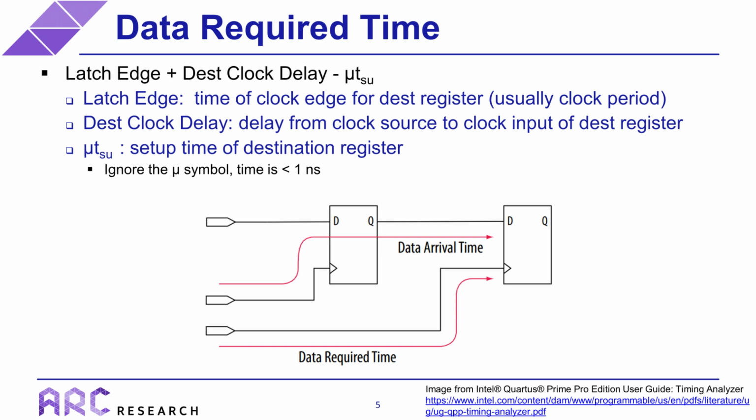Assuming the launch edge that we saw on the previous slide was 0 nanoseconds, then the latch edge is just the clock period. But in any case, the latch edge will be the time of the launch edge plus the clock period because we are giving the source flip-flop one cycle to send data to the destination flip-flop. Now, the destination clock delay is the propagation delay from the clock source to the destination flip-flop. So, similar to what we saw with the source clock delay, the destination clock delay is another component of the clock skew, but this time for the destination flip-flop instead of the source flip-flop.